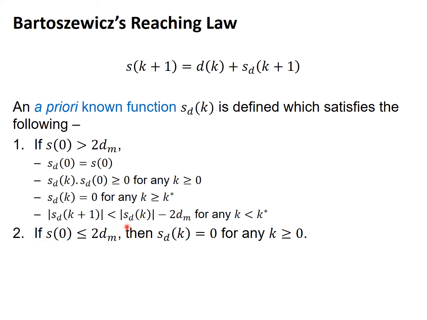If we start from this region which is less than 2dm, which is not a very high value of S0, then it becomes the Utkin's reaching law. So then in one step you can come to 0. That is what he is saying. If you are not inside this 2dm, then you take some time to come to 0. So that is what the Bartoszewicz reaching law states.